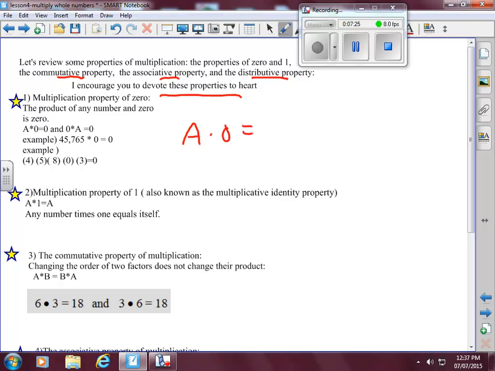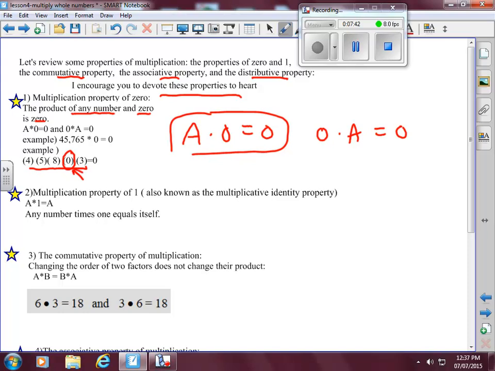Anything times 0 is 0, and 0 times anything is 0, right? So the product of any number and 0 is 0. So 1,000,000 times 0 is 0. And look at this, a whole string of numbers, but you see that 0 is one of the factors. So we have many factors there, 4 times 5 times 8 times 0 times 3, but that's still going to come to be 0 because anything times 0 is 0. So devote that one.